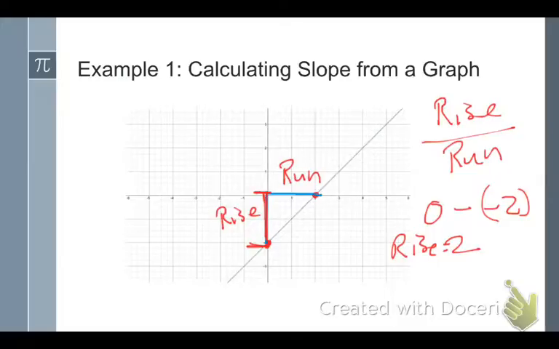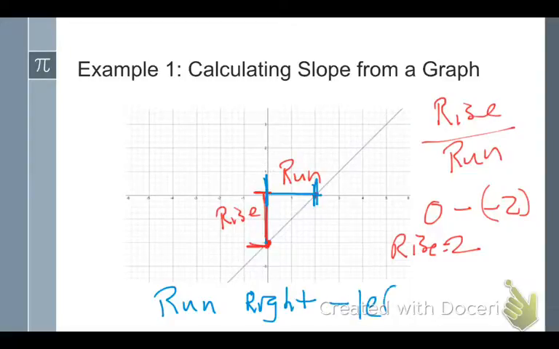And the run also looks like it's going to be 2, because now for the run, for dimensions this way, the run is right, in this case, right minus left.